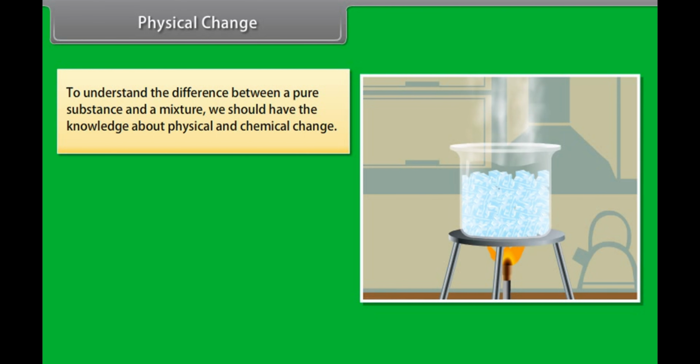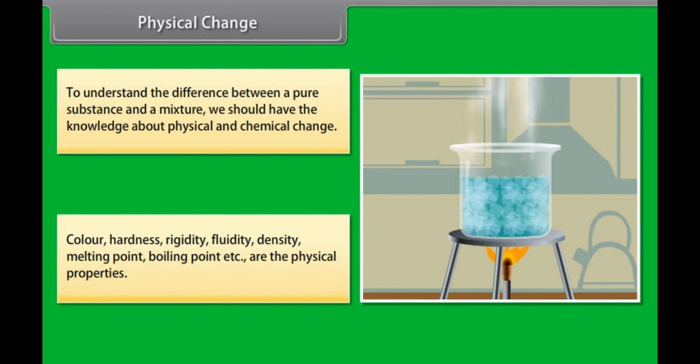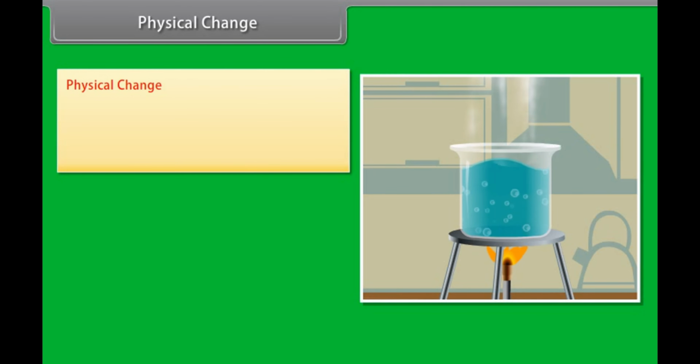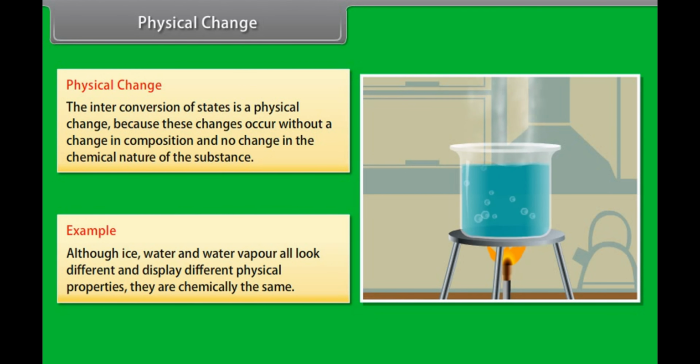Physical change: to understand the difference between a pure substance and a mixture, we should have the knowledge about physical and chemical change. Color, hardness, rigidity, fluidity, density, melting point, boiling point, etc. are the physical properties. Physical change: the interconversion of states is a physical change because these changes occur without a change in composition and no change in the chemical nature of the substance. For example, although ice, water, and water vapor all look different and display different physical properties, they are chemically the same.